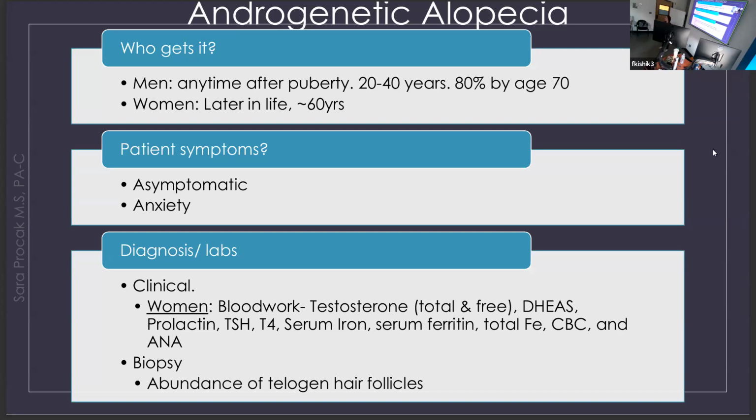For women, because this happens later on in life, usually around age 60 or so, there's a lot of reasons that someone could have hair loss. You're going to want to do a workup for them.